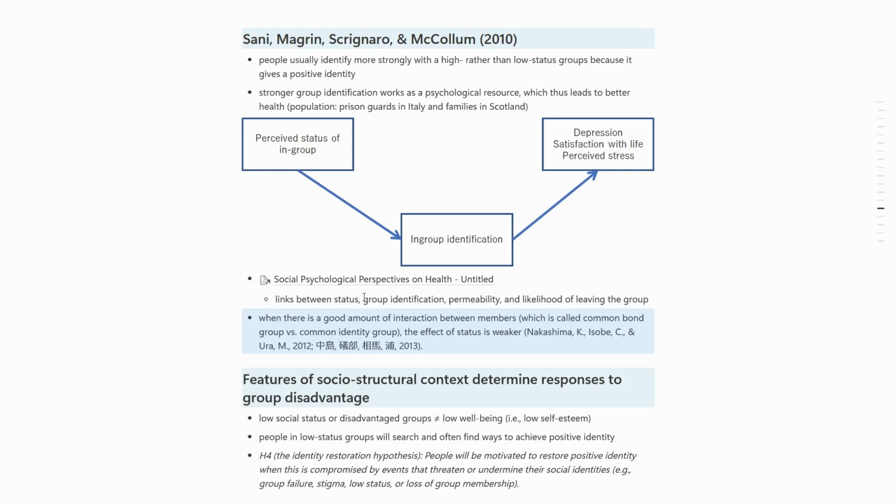a good amount of interaction between members. So when there's not so much interaction between group members, the status really has a strong effect on in-group identification. But when there's a good amount of interaction between members, the status of the group itself may not feed into strong identification, but how positive and how good the interaction is, is related to strong identification.